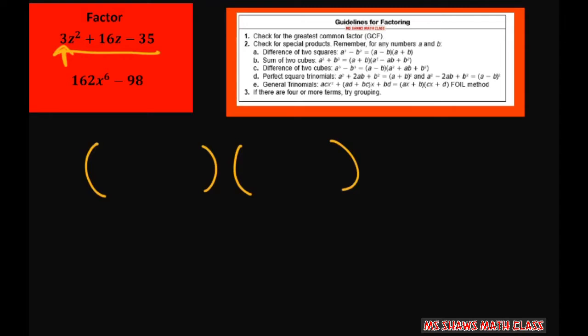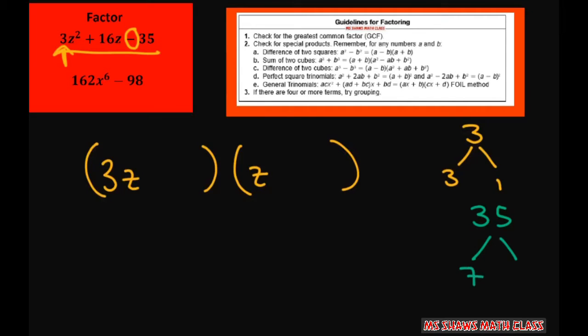And I know my factors of 3 are 3 and 1. So I'm going to go ahead and put 3c here and 1c here. You could switch it out. I also know this is negative, so I know one of these is positive and one of these is negative. And I know my factors of 35 are 35 and 1 and 7 and 5. Usually, not always, but you use the ones that are closer.